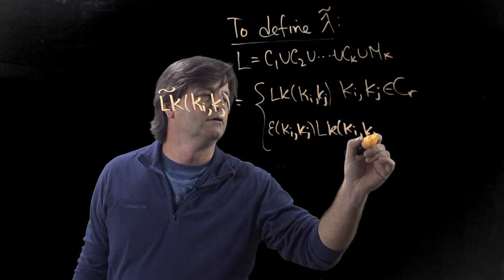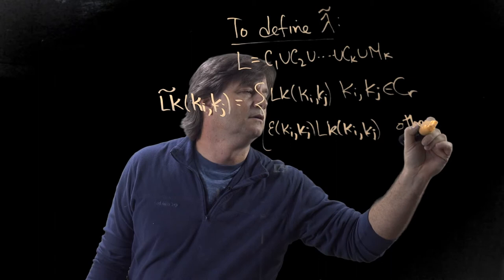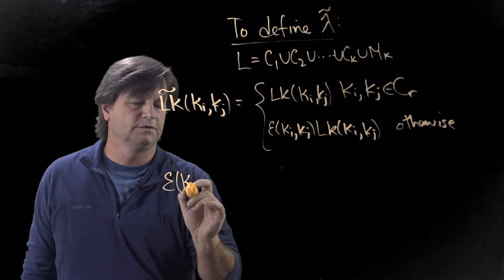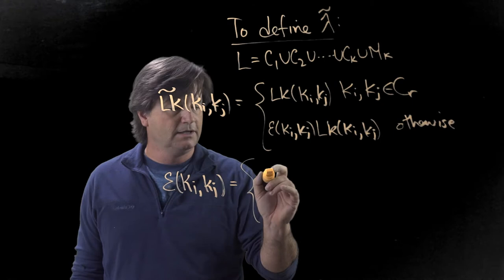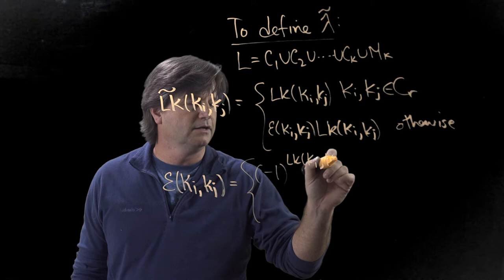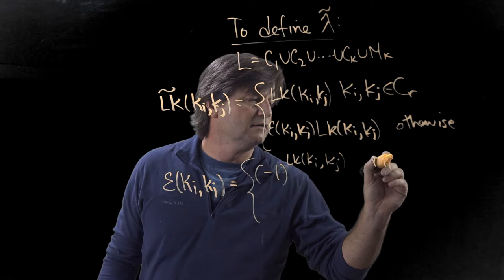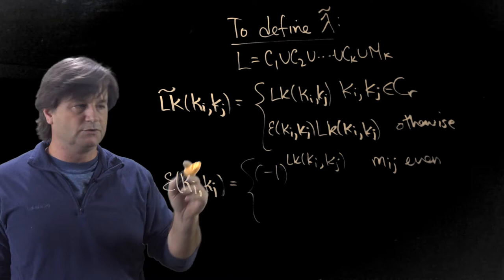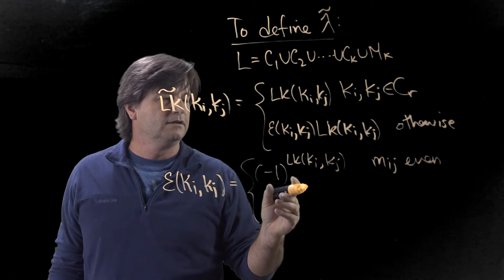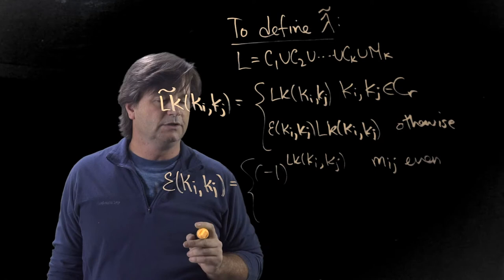So otherwise. And now we need to define what epsilon is. Epsilon of KI, KJ is also a little bit tricky, and it seems strange at the beginning, but wow, does it work. It's minus 1 to the linking number of KI, KJ if MIJ is even. And what is MIJ? MIJ is simply the number of mixed crossings between KI and KJ. And so if it's even, then this is an integer, and we're good. You can take minus 1 to it.